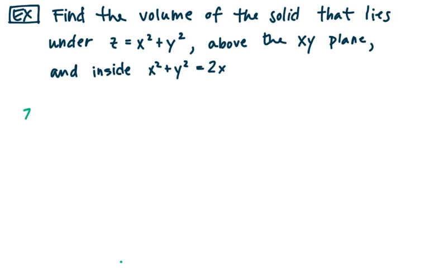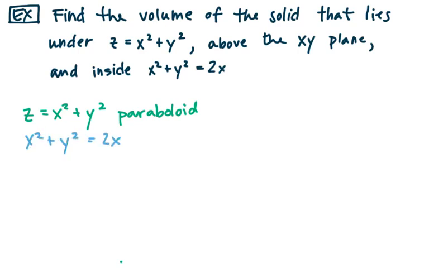So as I've just said, z equals x squared plus y squared is a paraboloid. We sketch that, opens up, and then we have this cylinder, x squared plus y squared equals 2x, which is a cylinder in 3 space, or a circle on the xy plane. But where is that circle located? What are we being asked to integrate?